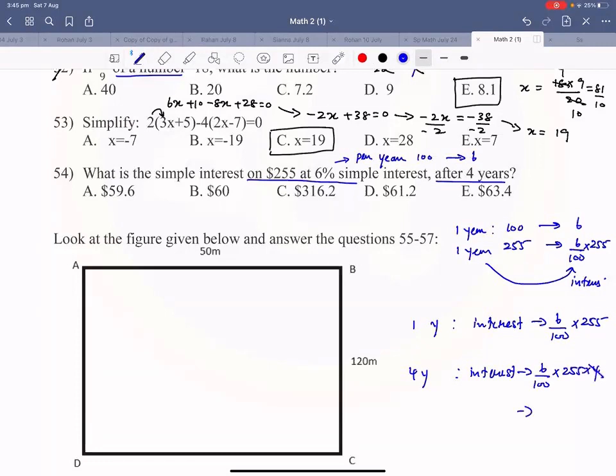So that would be 255 times 6 times 4, so it's going to be 6120 divided by 100. So it's going to be 61.2. So answer is D.